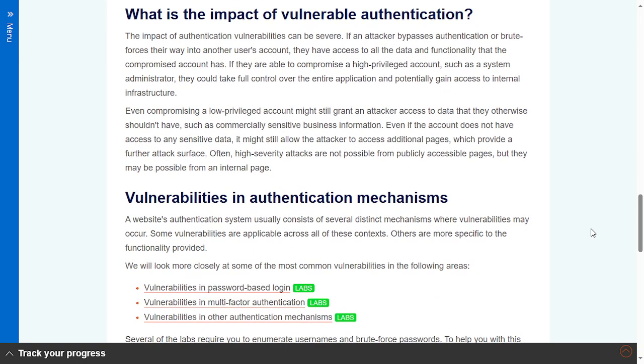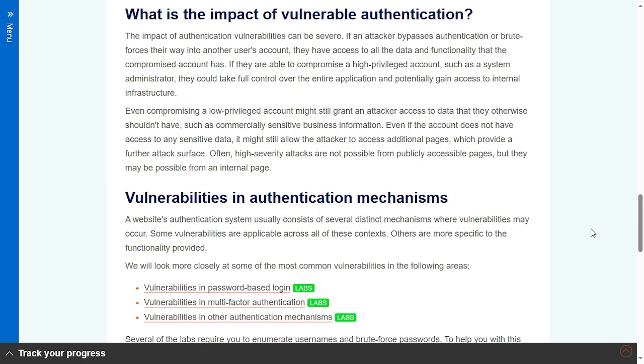What is the impact of vulnerable authentication? The impact of authentication vulnerabilities can be severe. If an attacker bypasses authentication or brute forces their way into another user's account, they have access to all the data and functionality that the compromised account has. If they are able to compromise a high privileged account, such as a system administrator, they could take full control over the entire application and potentially gain access to internal infrastructure.